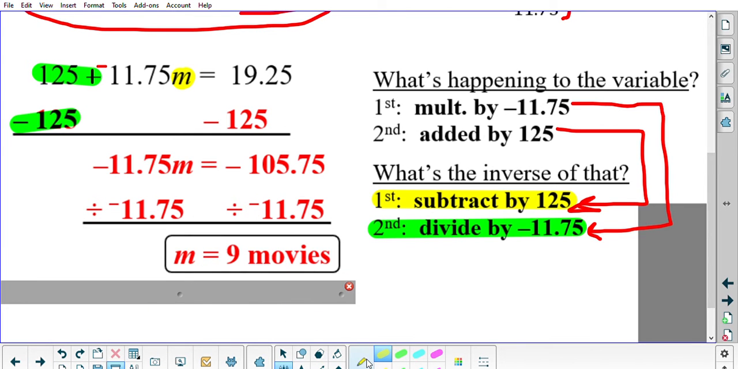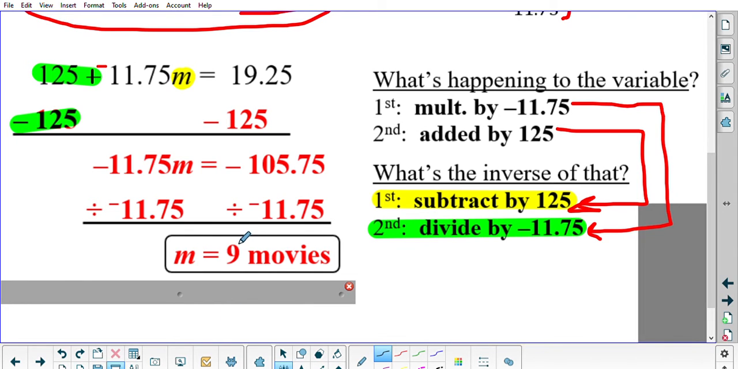Oh, by the way, negative 11.75 divided by itself would give you 1. Yes, I used to make you show that 1 step. But I think you're at the point now where you should realize when you get 1m, that's just the same as m. So you don't really need to show that anymore if you don't want to.